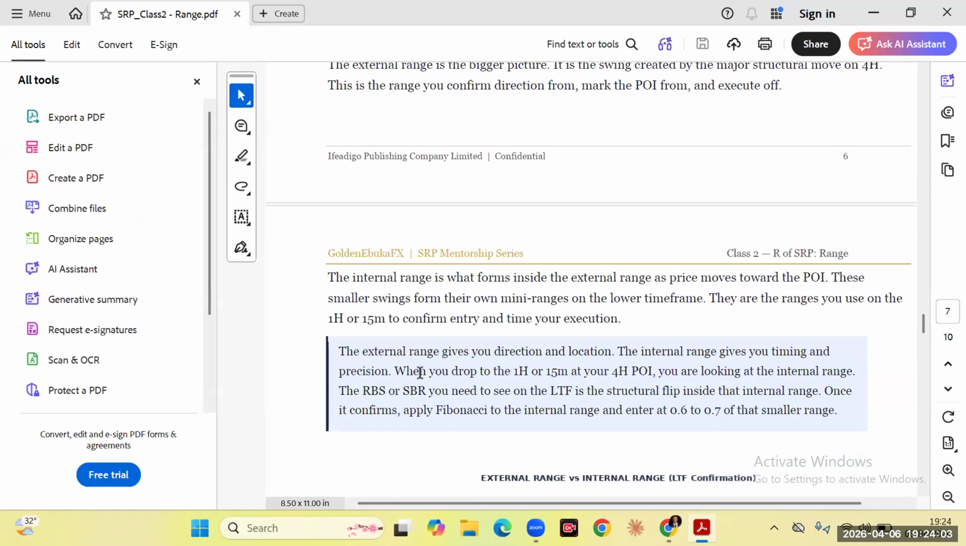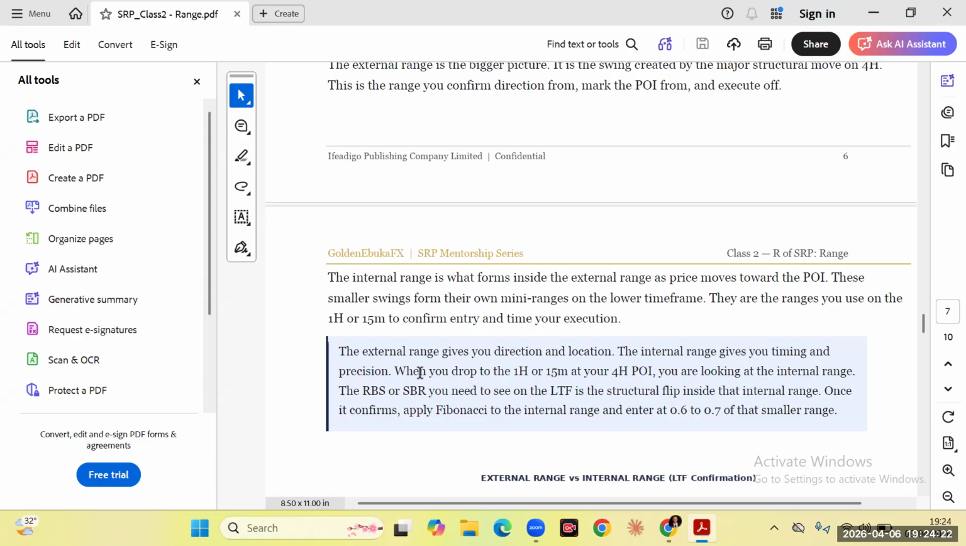It confirms the move because you want to enter. As traders, we react. We don't predict price, we react. So price confirms direction on higher time frame, we enter. And it confirms this direction through RBS, SBR on 4 hours. And then we wait for price to come to our POI and then we enter.